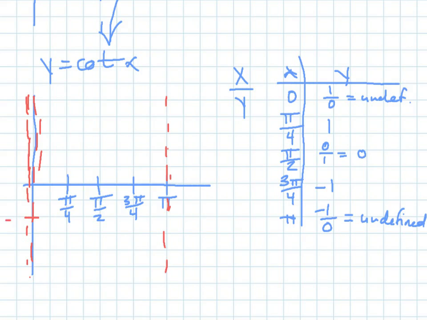For the rest of it, so pi over 4 is 1, pi over 2 is 0, and 3 pi over 4 is negative 1. So then my graph will look similar to tangent, but it will be flipped, and it will be moved over by a value of pi over 2 in all places. Okay?